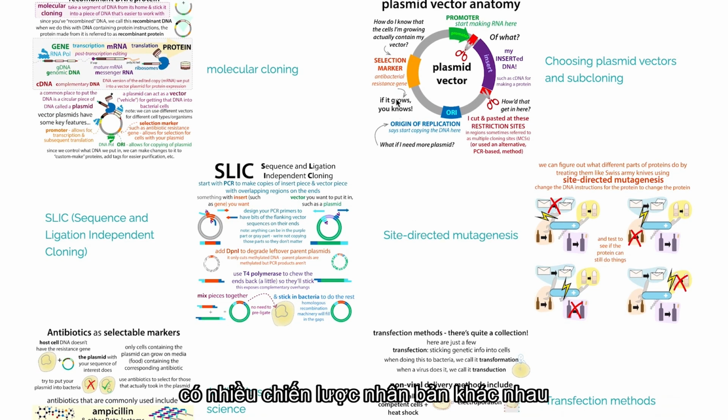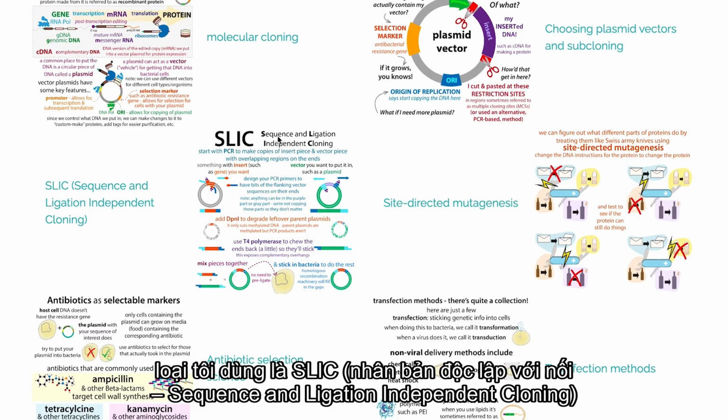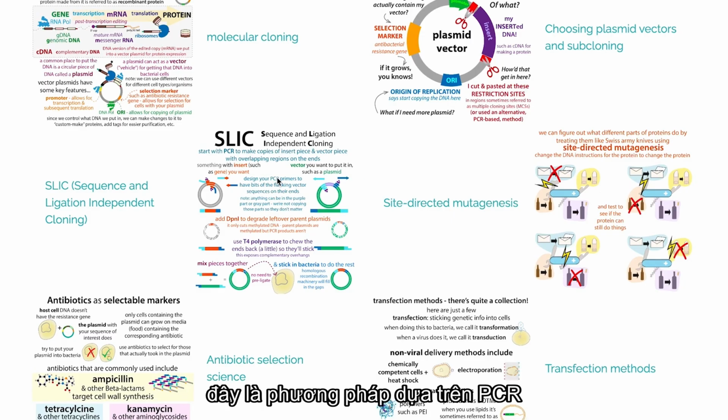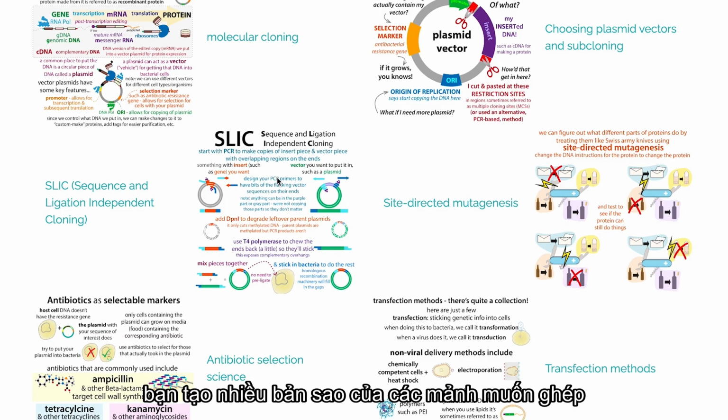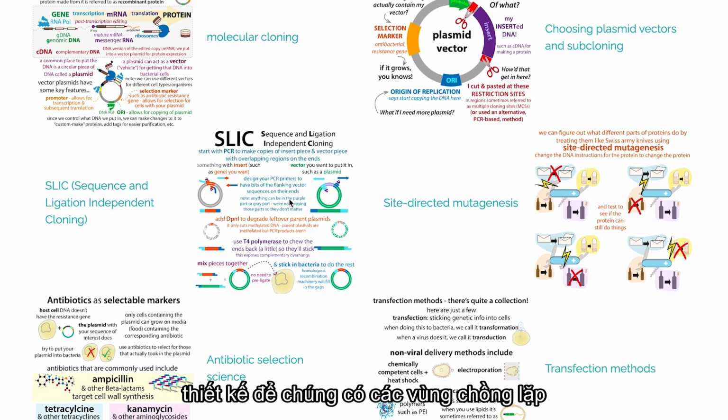There are various cloning strategies. The type I use is SLIC, sequence and ligation independent cloning. It's a PCR-based method. You make lots of copies of the parts you want to mix, make them so that they have overlapping regions, and then mix them together and allow bacteria to heal them up.